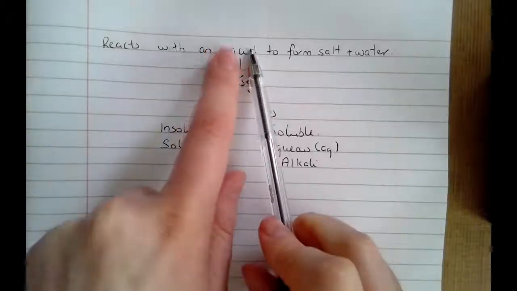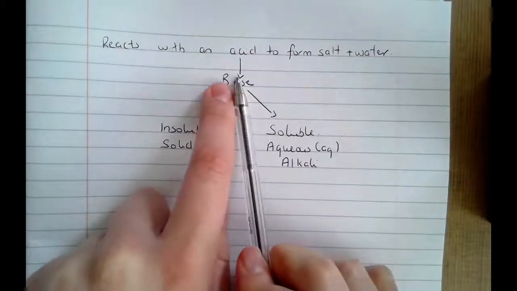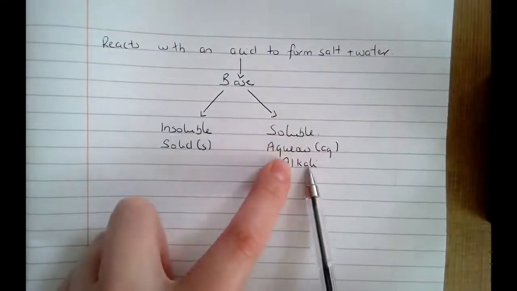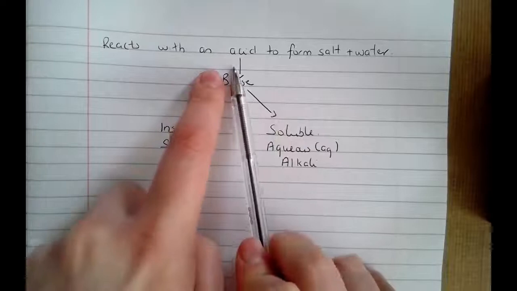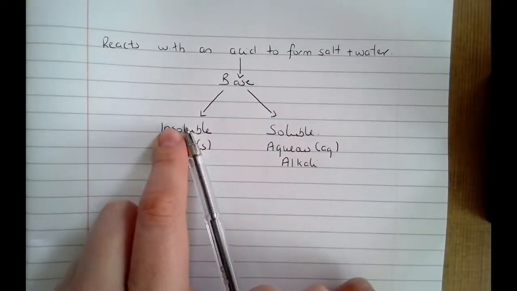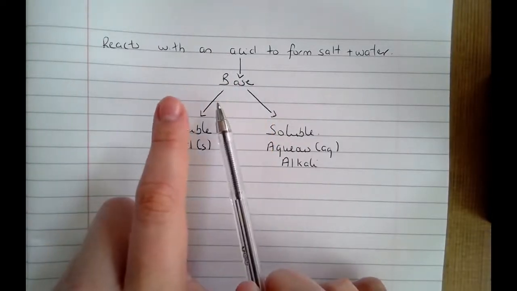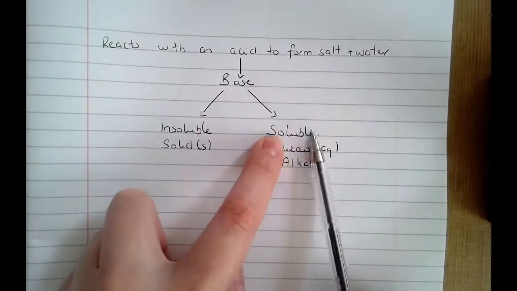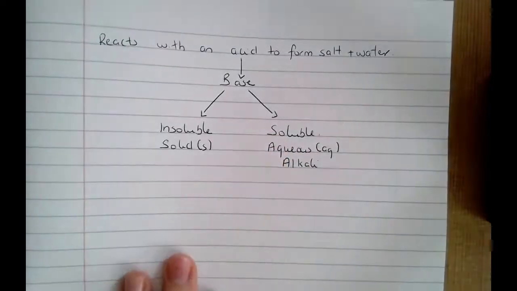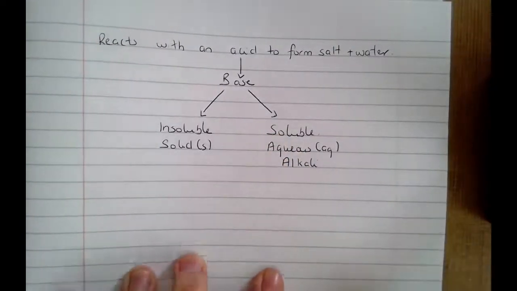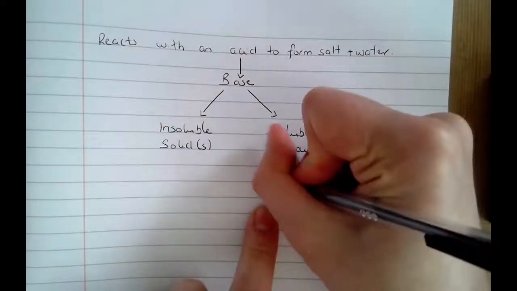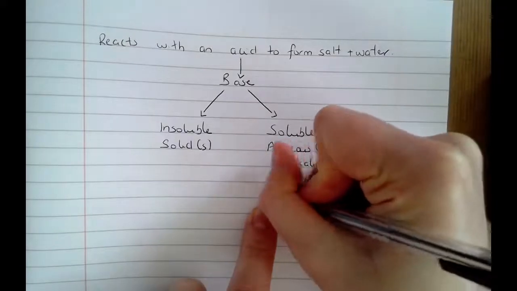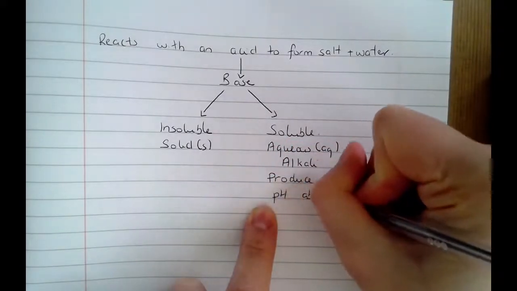So anything reacting with an acid to form salt and water is a base. If that base is soluble in water, then you can also call it an alkali. If the base does not dissolve in water, then I cannot call it an alkali. So I can call all of them bases, but only the ones that are soluble can I also call alkalis. And remember, if you've got an alkali, you're also producing OH minus ions, and you've got that pH above 7.